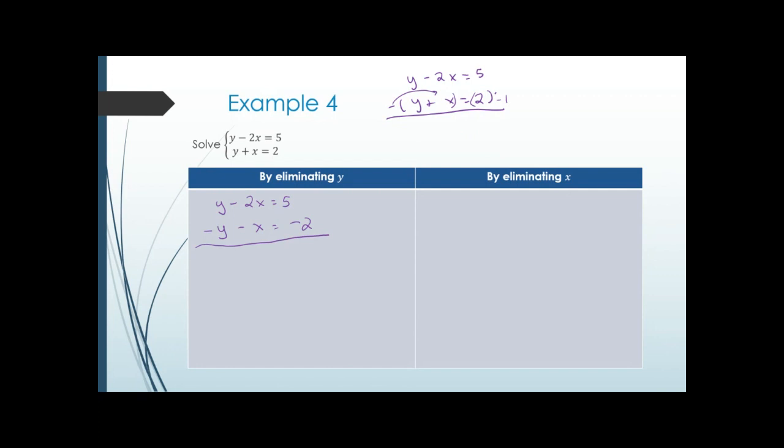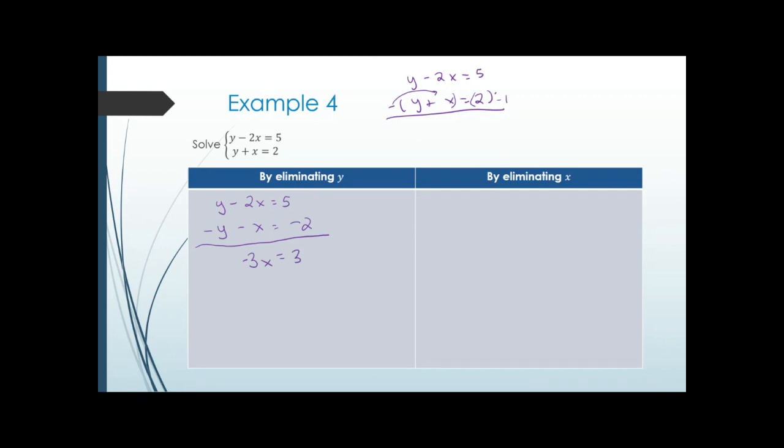Then I'm going to add them together. So y minus y is 0. That eliminates. We just eliminated y. Then I have minus 2x minus x, that's negative 3x. And 5 minus 2 is 3.